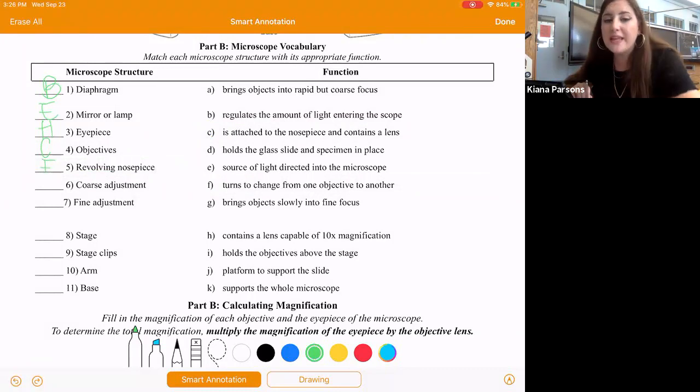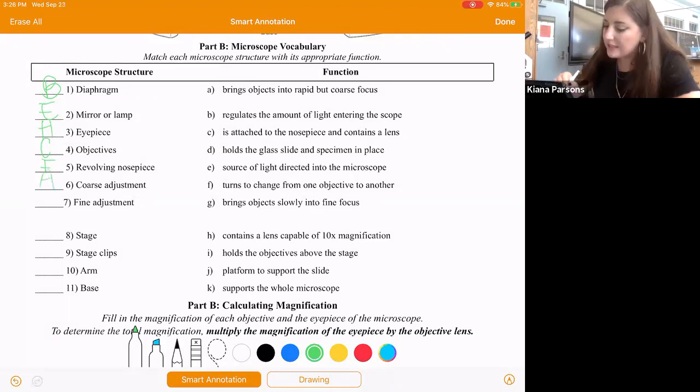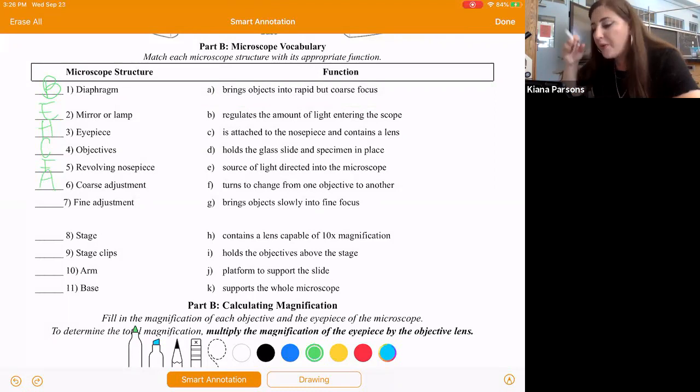Now the coarse adjustment, like I said before, is the rough adjustment to bring objects into coarse focus. That is letter A. The fine adjustment is after you've already brought your object into coarse focus, then you bring it into fine focus to be more precise. It brings the object slowly into fine focus. So the rapid, quick adjustment is coarse adjustment. The more fine, slow adjustment is fine adjustment.